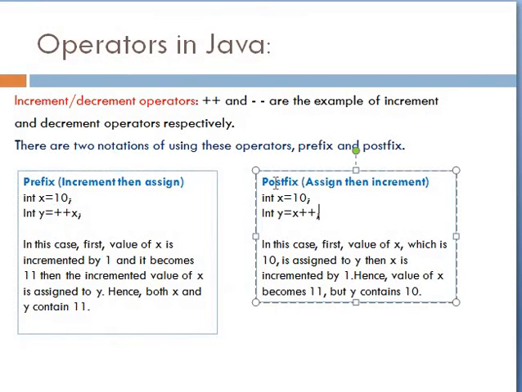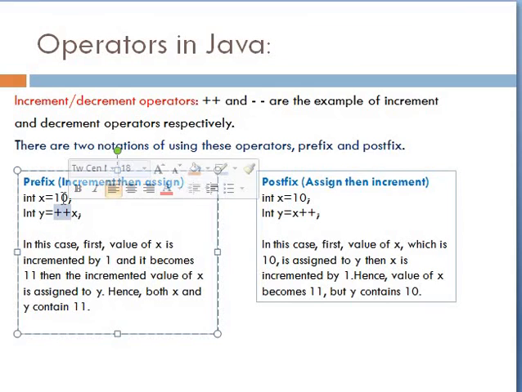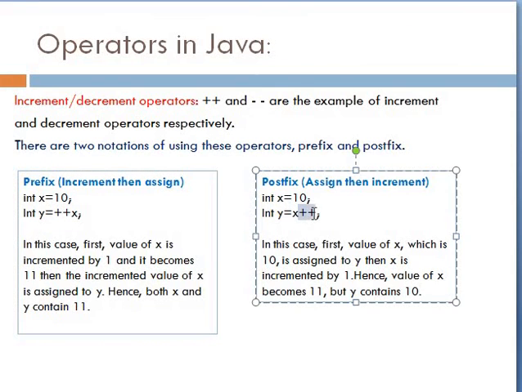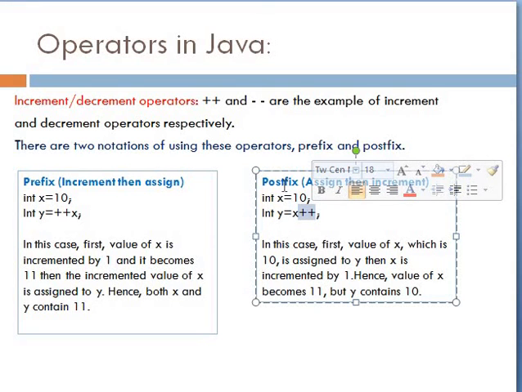Now let's come over to the postfix notation. In the postfix notation, the main logic is to assign first and then increment. Now take the case of this example. Now see the second Java statement. The increment operator ++ comes after the variable x. So this is a postfix notation. Keep in mind that whenever the increment or the decrement operator comes before the variable, this is a prefix notation. And whenever the increment or the decrement operator comes after the variable, then this becomes a postfix notation.